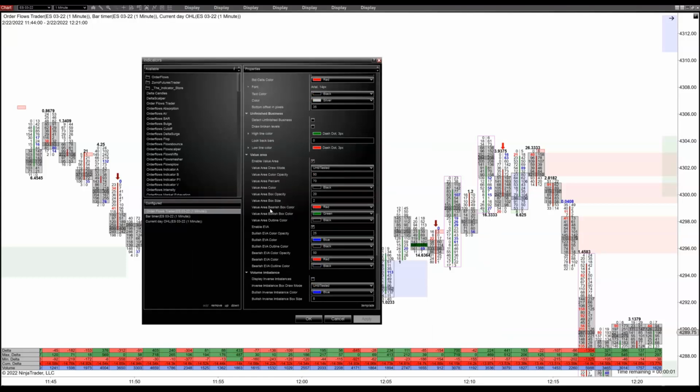The normal value area zone that's going to be drawn out is red and green. It's going to be a darker red if it's an EVA because the opacity is set to 50 as opposed to 20. And again, maybe you don't like the color scheme, you can change it, right? So if you don't want the zones drawn out red and green, you could change it to whatever color, pink and yellow. It's up to you. You could adjust those colors.